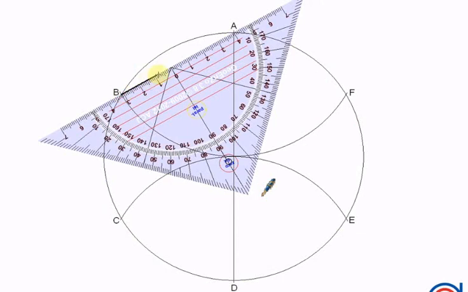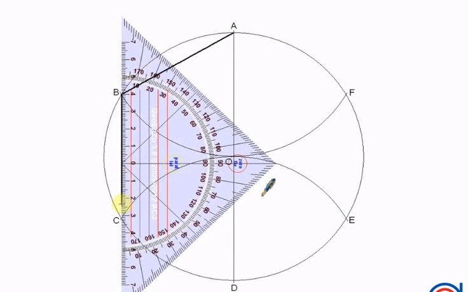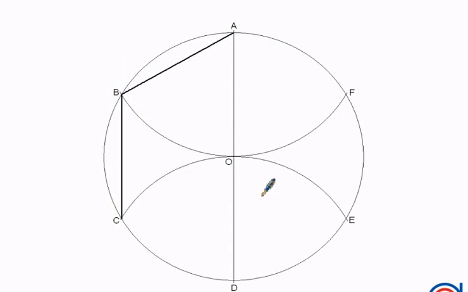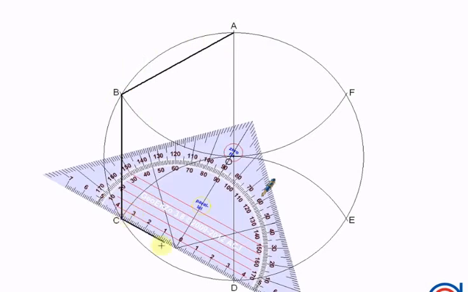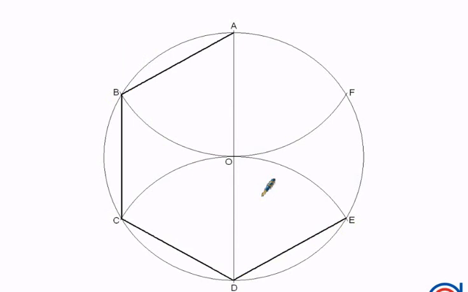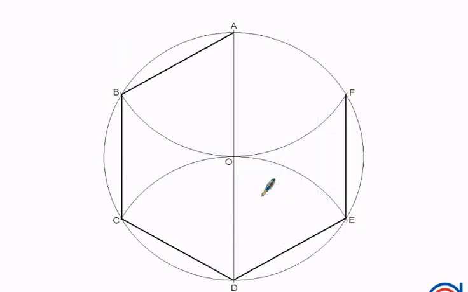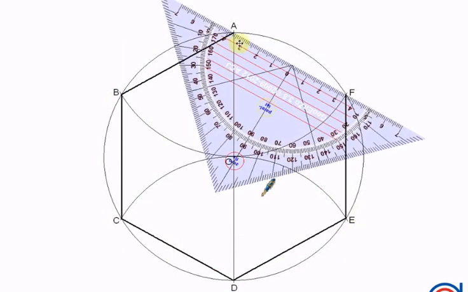So finally, the last step is to join our vertices B to A, B to C, C to D, D to E, E to F. And finally, we close our hexagon, joining points A to F.